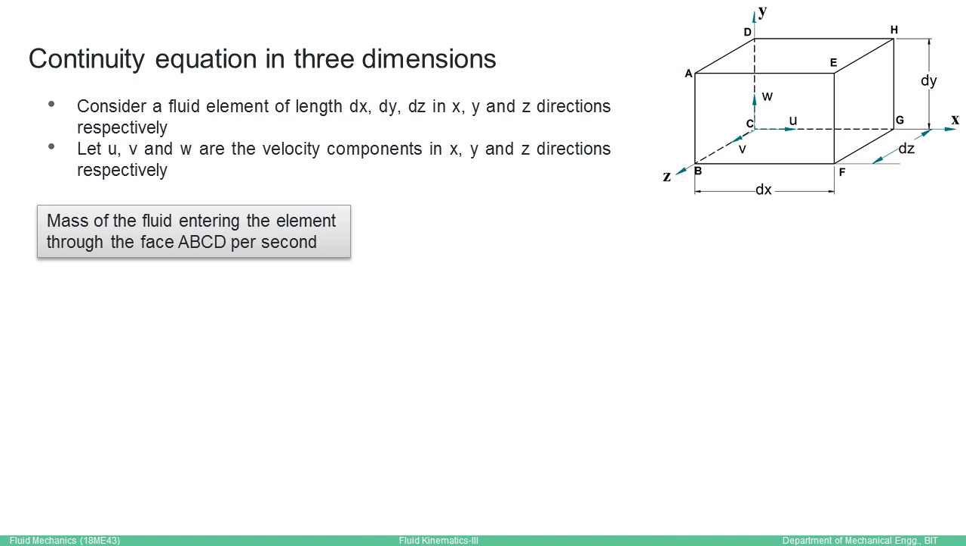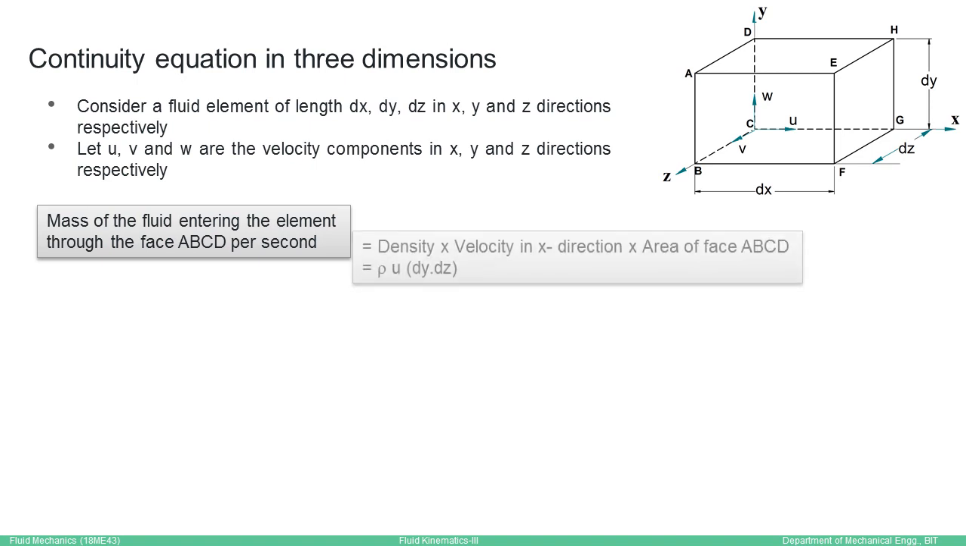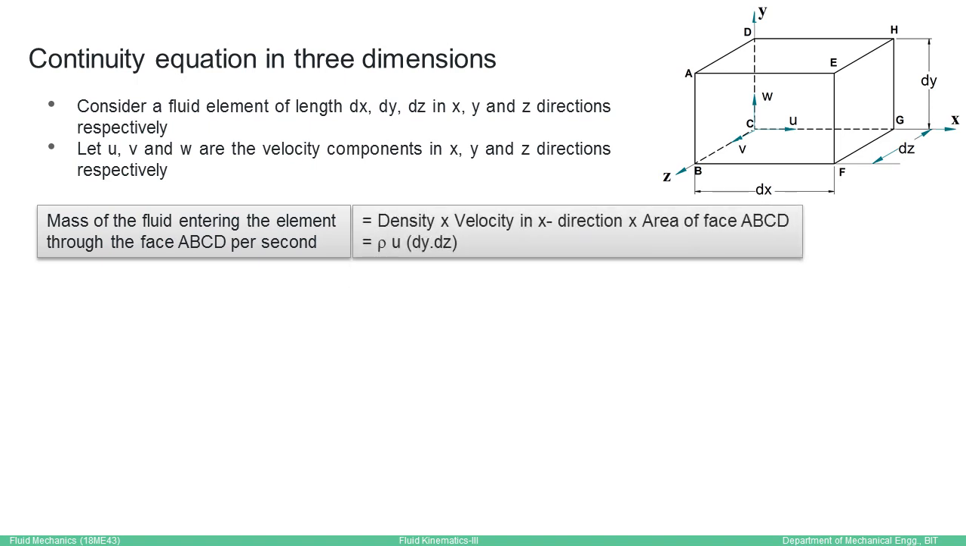Now we will find out the mass of fluid entering the element through the face ABCD per second, that is mass per second, kg per second. This should be equal to the density of the fluid multiplied by velocity in the direction, that is u, and the area of the face ABCD. u is the velocity component in x direction, area is dy multiplied by dz, rho is the density of the fluid.